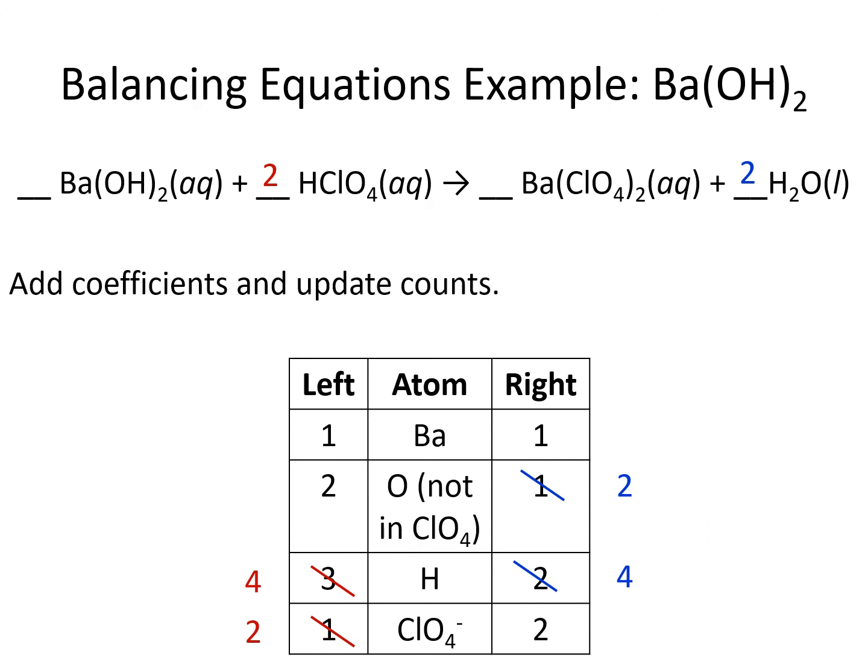My final balanced equation is 1 barium hydroxide reacting with 2 perchloric acids to make 1 barium perchlorate and 2 waters.